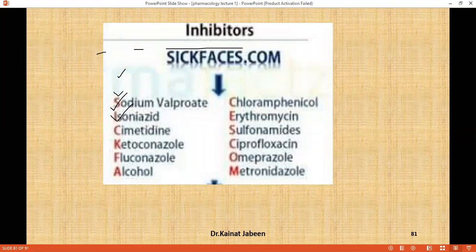Here is the mnemonic for inhibitors: SICKFACES.COM. Sodium valproate, isoniazid, C, cimetidine, K, ketoconazole, F, fluconazole, A, alcohol, like drinking alcohol, not too much alcohol, or chronic use of alcohol. C, chloramphenicol, erythromycin, sulfonamide, ciprofloxacin, omeprazole, and metronidazole.